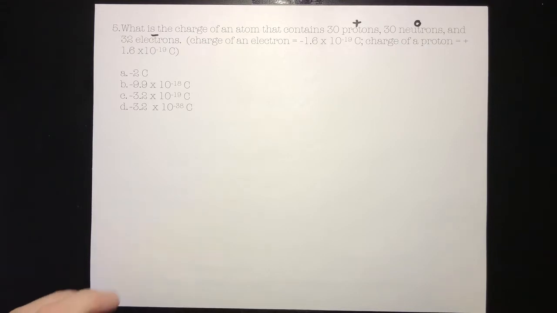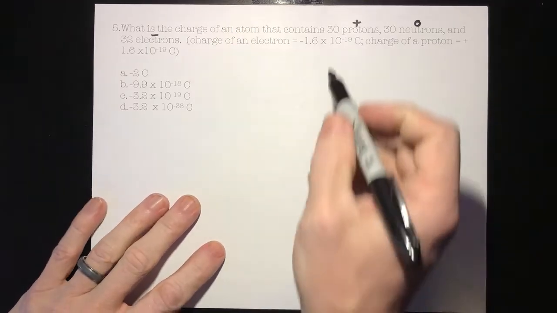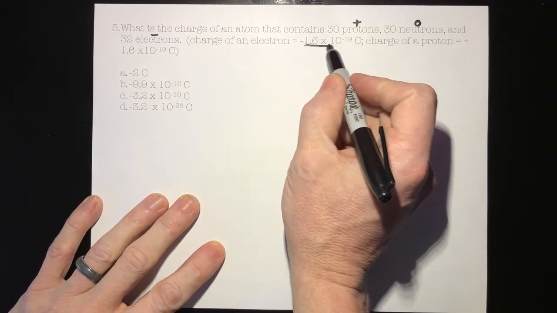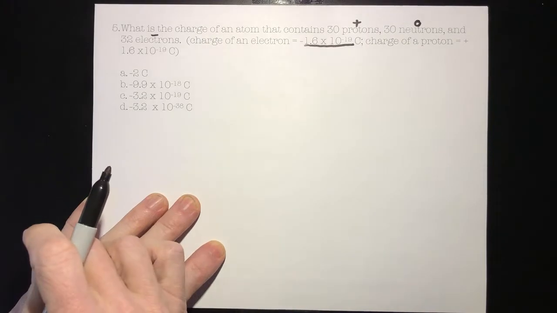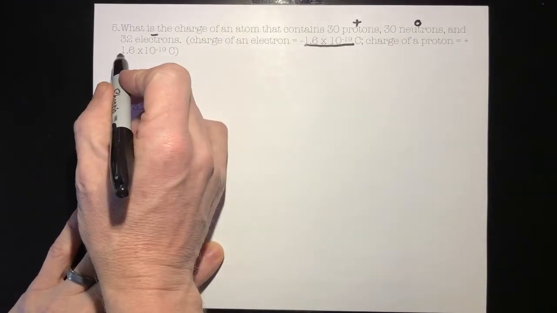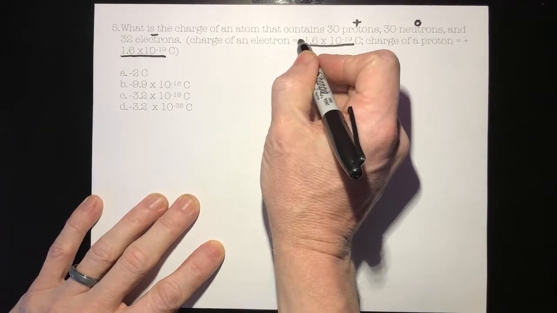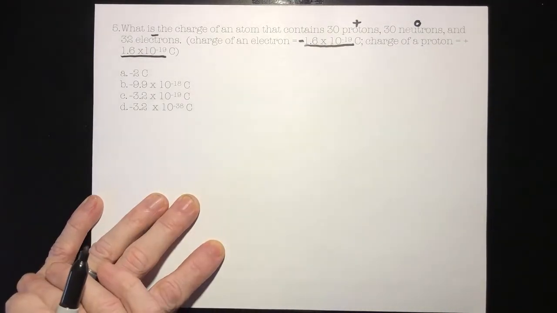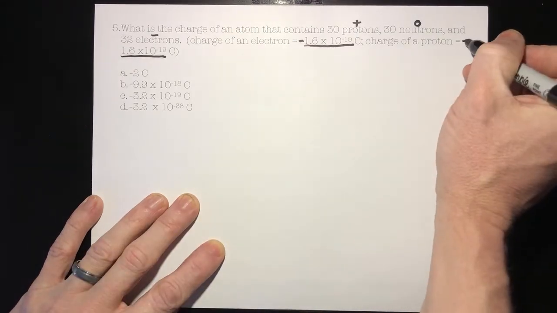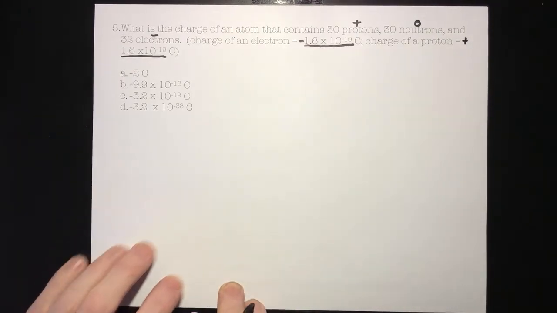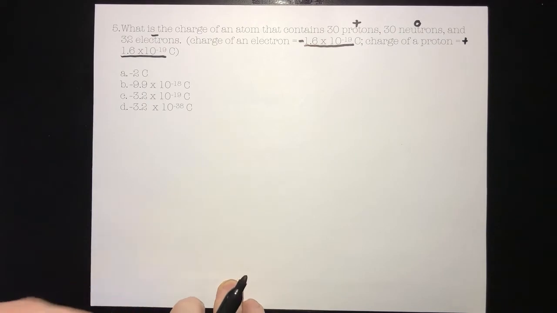Notice that the magnitude, or the size, of each of these is the same. The electron is 1.6 times 10 to the negative 19, and the proton is 1.6 times 10 to the negative 19. The difference is the electron has a negative charge because it's the negatively charged particle, and the proton has a positive charge because it's the positively charged particle. The problem doesn't give us the charge of a neutron because neutrons have zero charge, or are neutral.